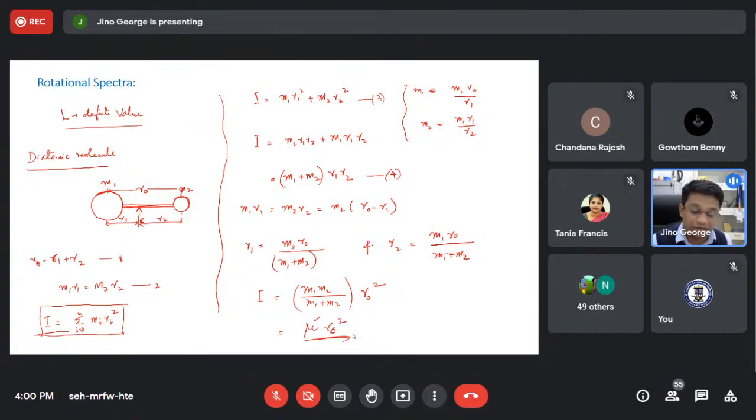This is the first approximation. I assume that I am fixing the bond length, but in reality a bond is elastic. If you know this much, you will be able to build up this concept very easily to any level you want.